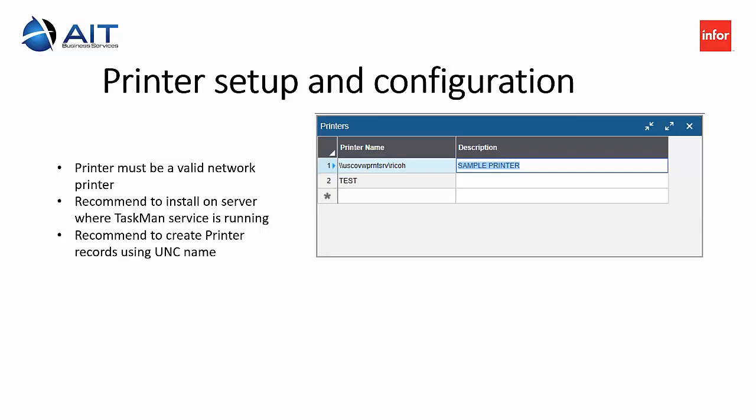First, you need to confirm the printer is a valid network printer. Next, you need to configure that printer on the utility server. It's recommended that printers be installed on the utility or app server or whichever server your Taskman service is running. Then, define your report options for those reports which should always go to a printer, and we'll cover report options a little more later.